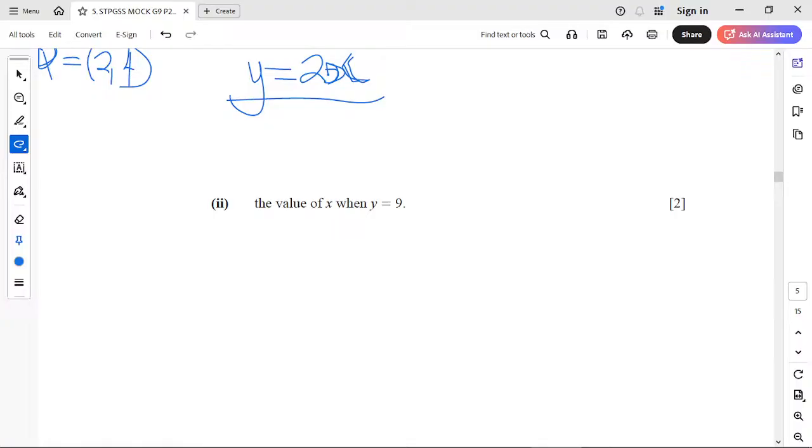Okay, so what is the answer you got? What answer did you get? So how do you do this one? How do you find the value of x when y is equal to 9?